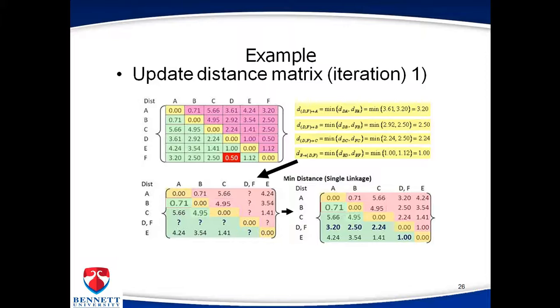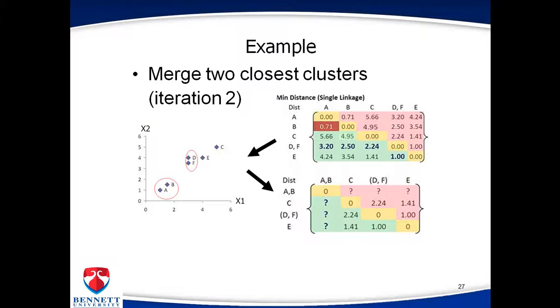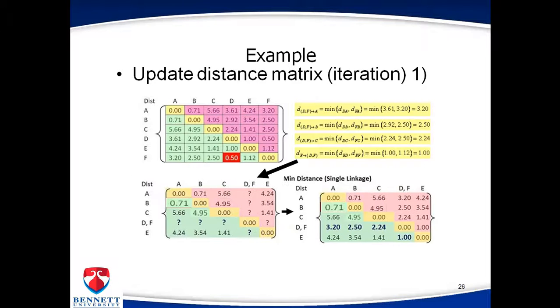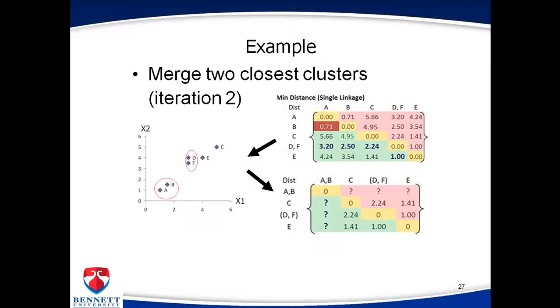According to the minimum distances using single link, the minimum distance is 1.0, which involves E, so E is the next point. Then we find the minimum distance apart from 0.50, which is 0.71, between A and B. So A and B are merged, and D and F are merged.